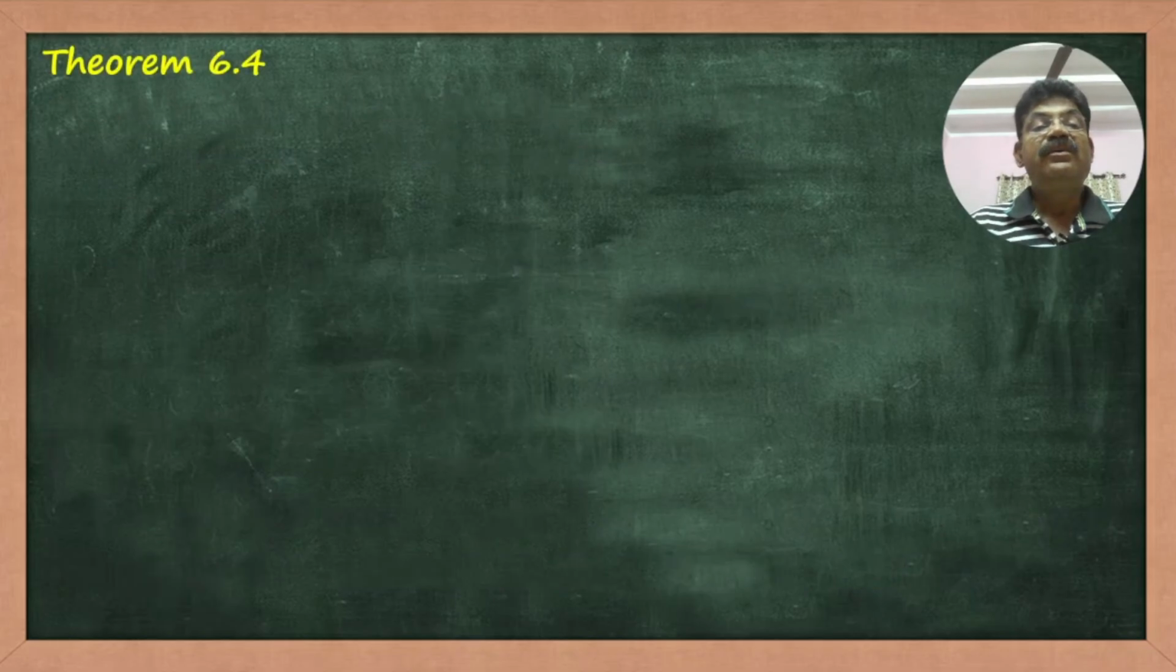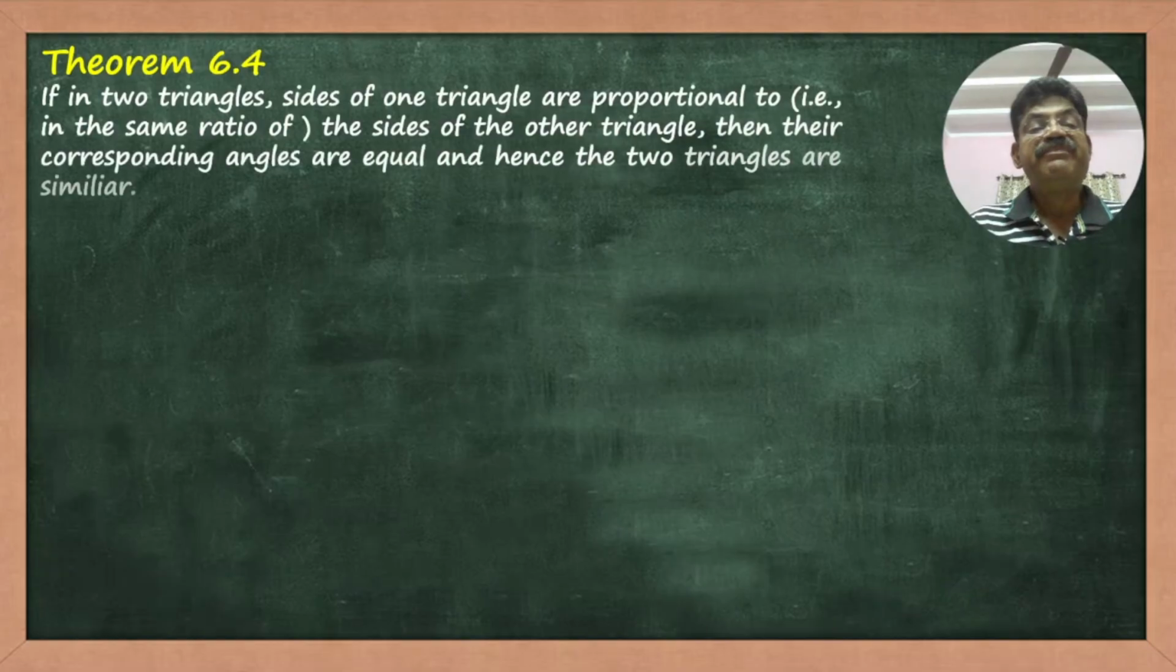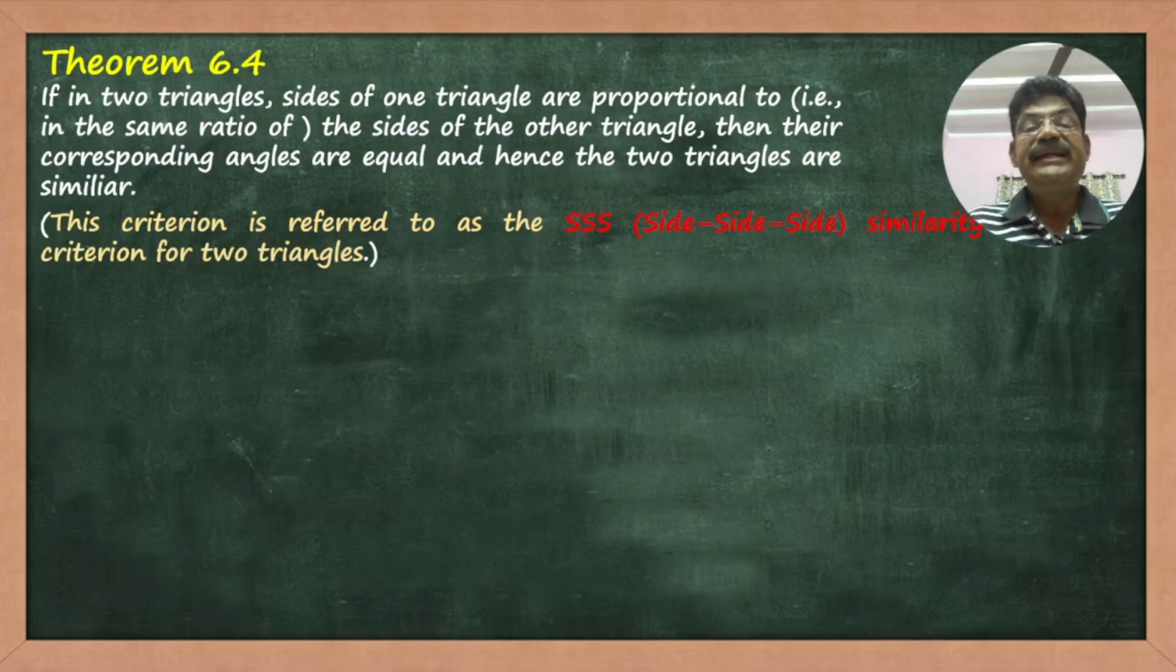Okay. Now, we put what we studied in the previous activity as a theorem. Theorem 6.4. If in two triangles, the sides of one triangle are proportional to the sides of the other triangle, then their corresponding angles are equal and hence the two triangles are similar. So this criterion is called the side similarity criterion, that is, the SSS similarity criterion for two triangles.